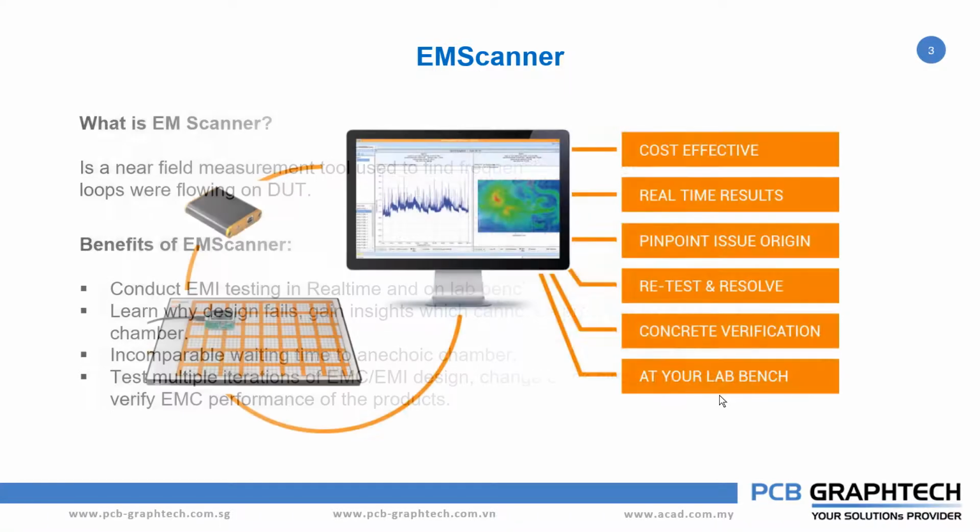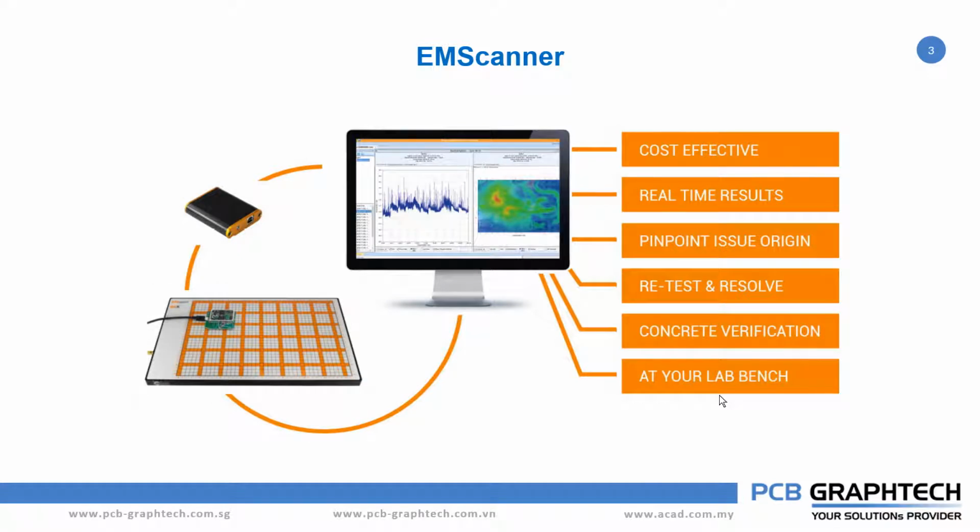So now let us see the hardware setup of the EM Scanner. Here you can see the EM Scanner board, and above it the PCB is placed. The PCB is very close to the EM Scanner to do the near field measurement. The EM Scanner is connected to the PC with the EM Expert software loaded. The EM Scanner board will start scanning your PCB, and once it is scanned, the output will be sent to the PC with the EM Expert software.